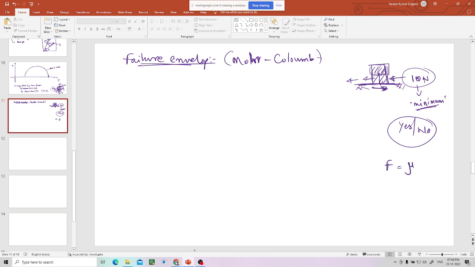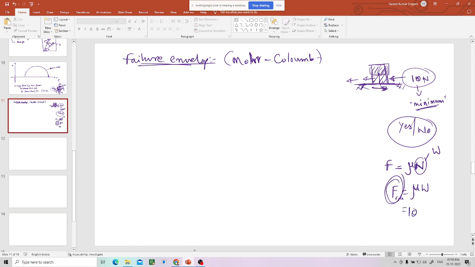Frictional resistance is nothing but the friction coefficient mu multiplied by the normal force. Friction coefficient means between this surface and the block there is a friction coefficient, that is mu into N, which is nothing but W, the weight of the block. So if the weight of the block is W and you multiply it by mu, this is the frictional resistance which it can offer.